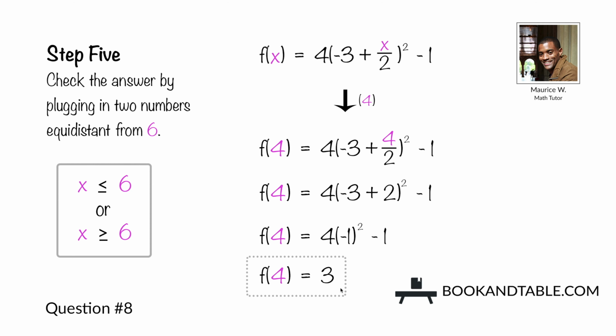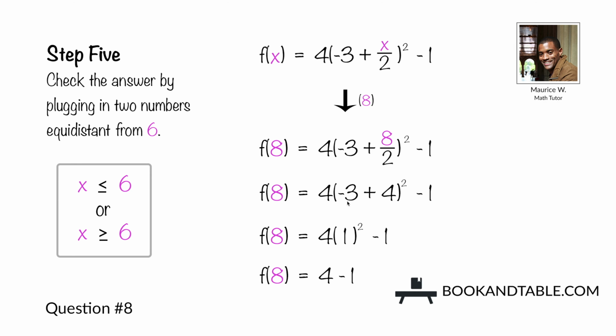And now we'll plug in f of 8. And that gives us, inside of the parentheses, we have 8 divided by 2, which is 4. And negative 3 plus 4 is equal to positive 1. 1 squared is 1, so 4 times 1 is 4, and 4 minus 1 is equal to 3.